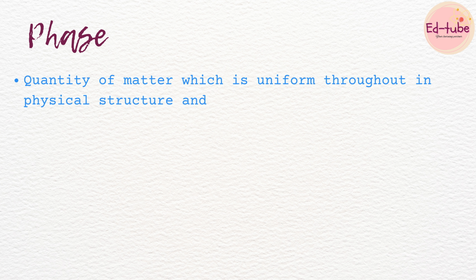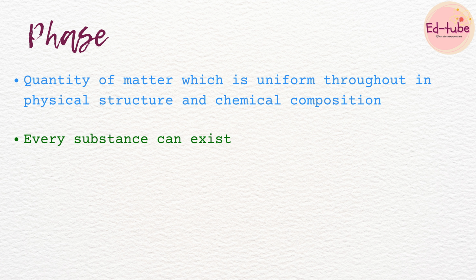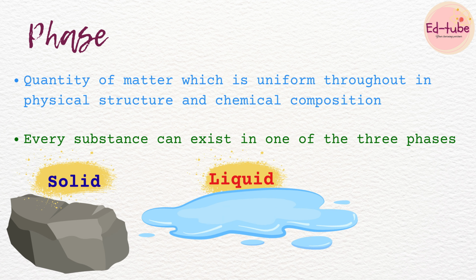Now we will look into another set of classification of thermodynamic systems, that is, based on the phase of the system. So before that, we should know what a phase is. A quantity of matter which is uniform throughout in physical structure and chemical composition is called a phase. Every substance can exist in any one of the three phases, that is, solids, liquids and gas. Types of systems based on phase.